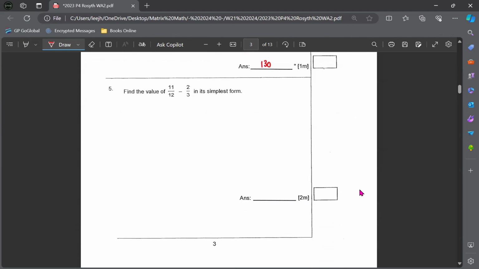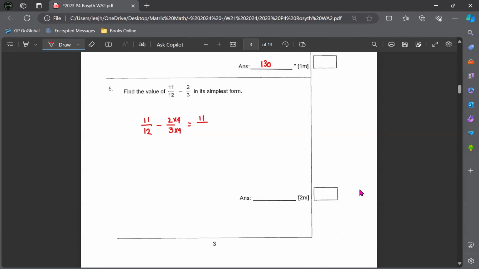Question number 5. Find the value of 11/12 minus 2/3. Please do not do the solution inside; write it down again: 11/12 minus 2/3. Because we want to avoid carelessness and messy work. If you look at these two denominators, they are different, so we need to make them the same. That means this will become a denominator of 12. You multiply by 4.